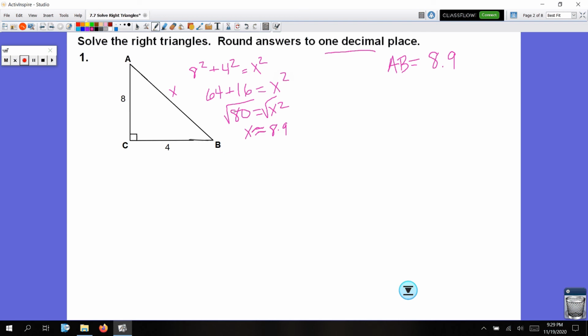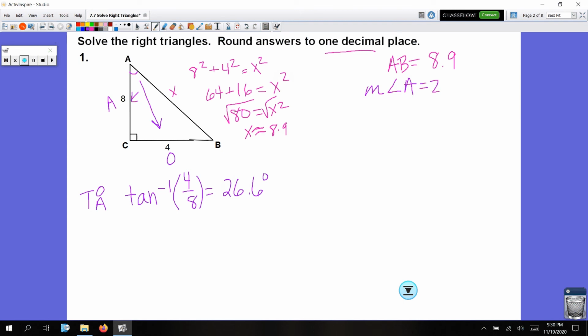So at this point, you get to choose: do you want to find angle A or do you want to find angle B? I'm going to look for angle A. From angle A, I have the opposite side and I have the adjacent side. So let's refer back to SOHCAHTOA: tangent is opposite over adjacent. Remember, we're looking for the angle, which is inside, so we say tangent inverse of the ratio 4 over 8. Get out your calculator, hit second tan, 4 divided by 8, enter. You should get 26.565 and so on, but we're going to round to one decimal place. That gives us 26.6 degrees. So we can say the measure of angle A is 26.6.